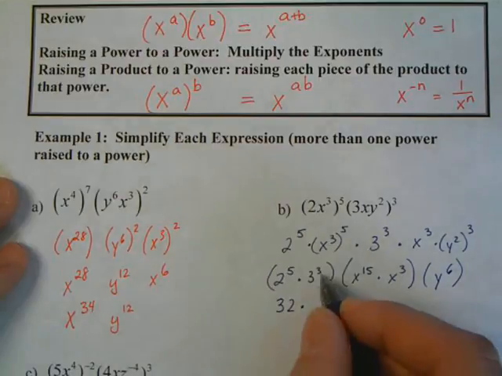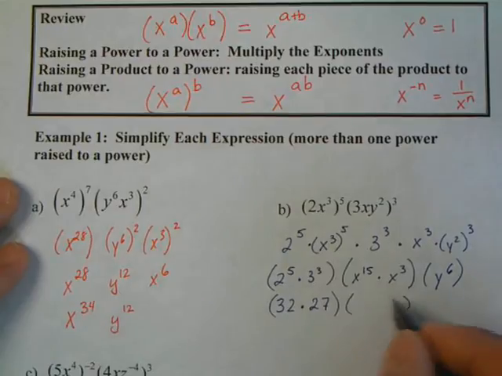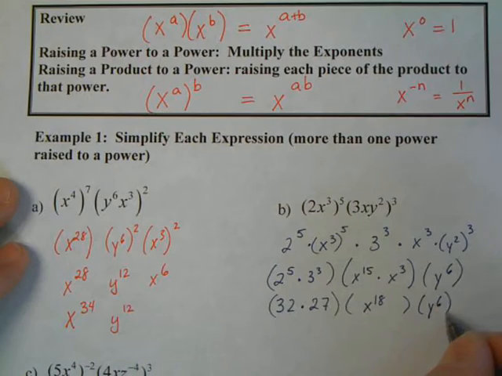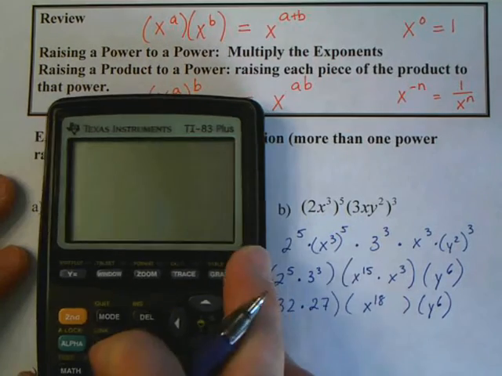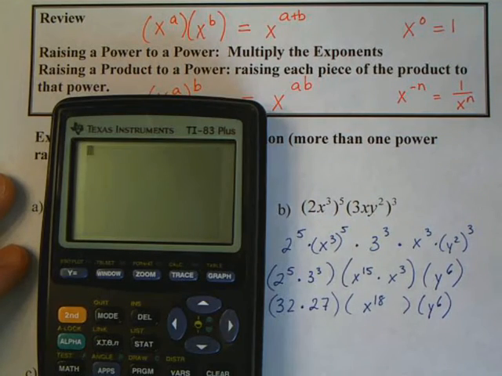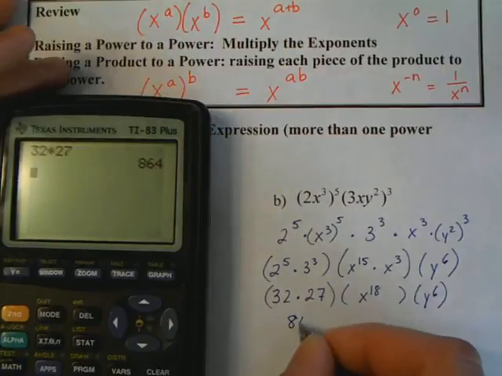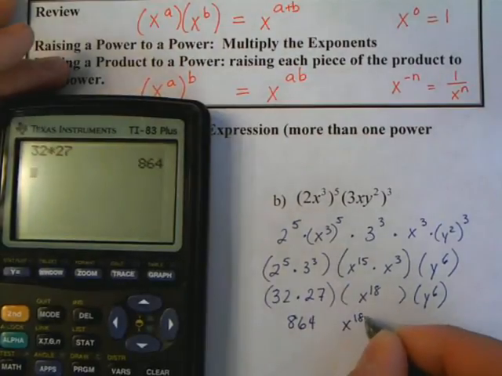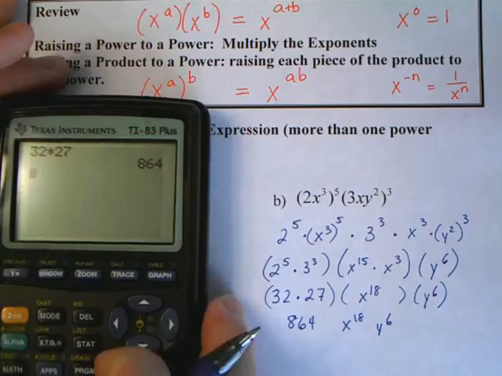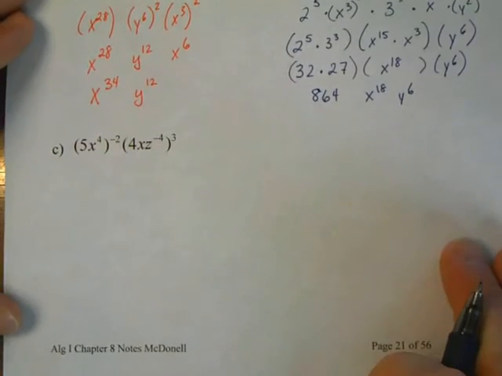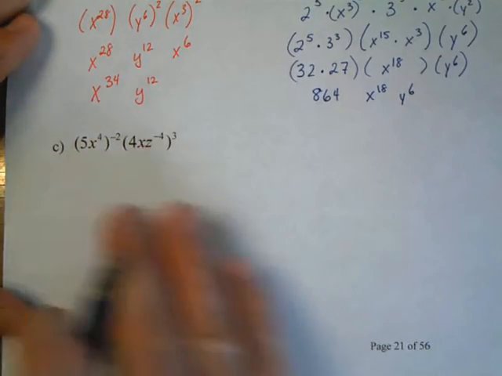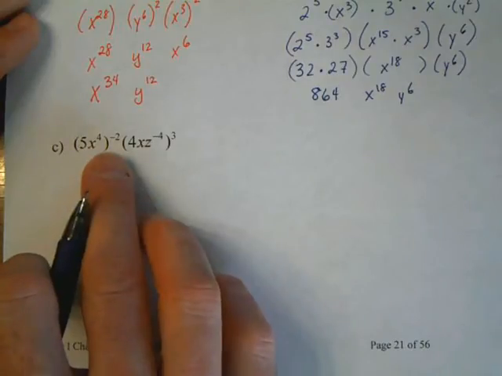We now take our calculators if need be, and we figure out 2 to the 5th is 32. If you need your calculator, go ahead and use it. 3 cubed is 27. We'll be multiplying those shortly. Because these have the same base, we're going to add them. That's x to the 18th times y to the 6th. The only thing left to do is to multiply out 27 times 32. That's 864. So my answer will be 864 x to the 18th y to the positive 6.